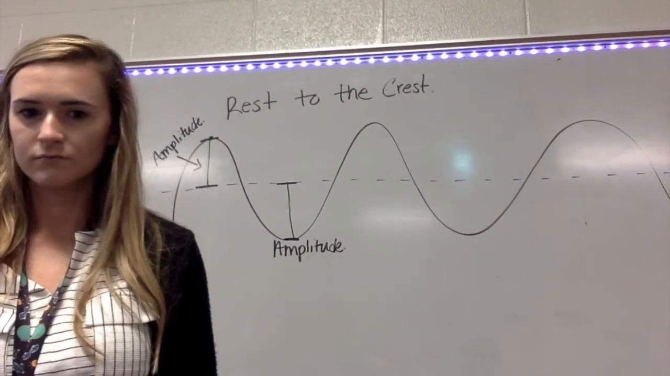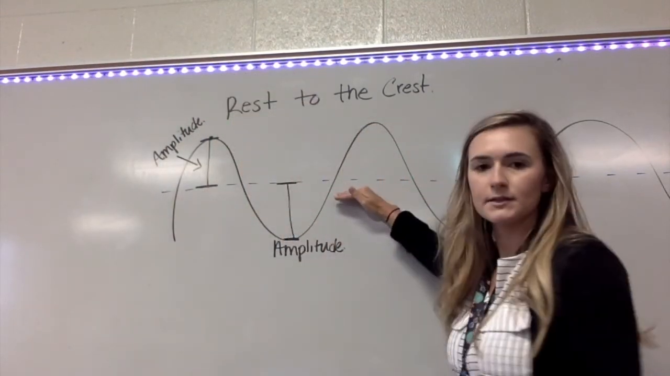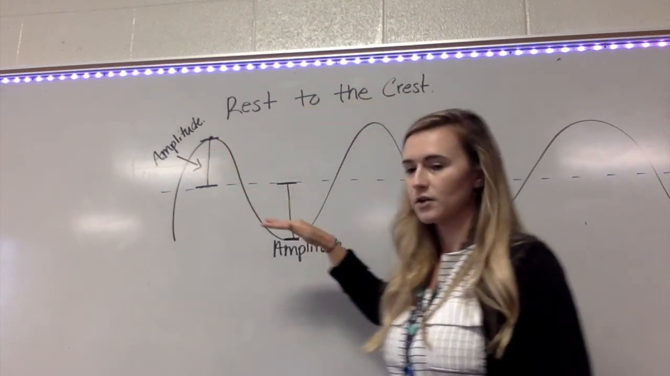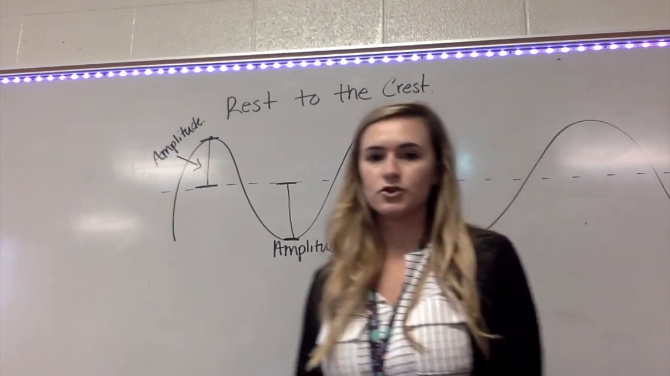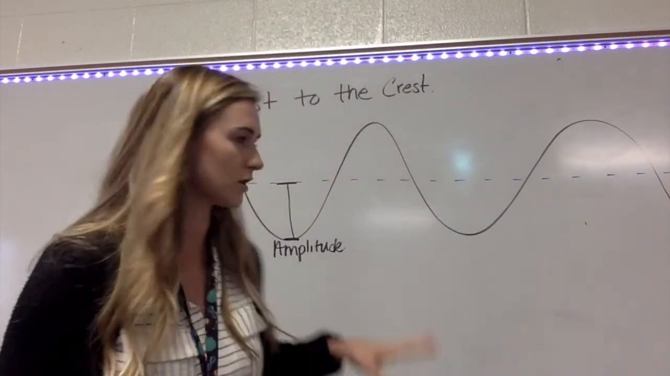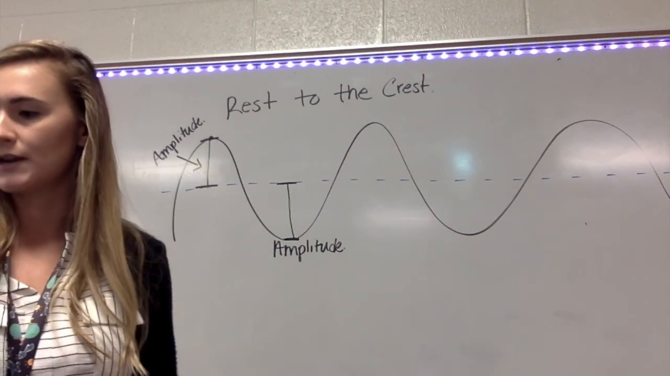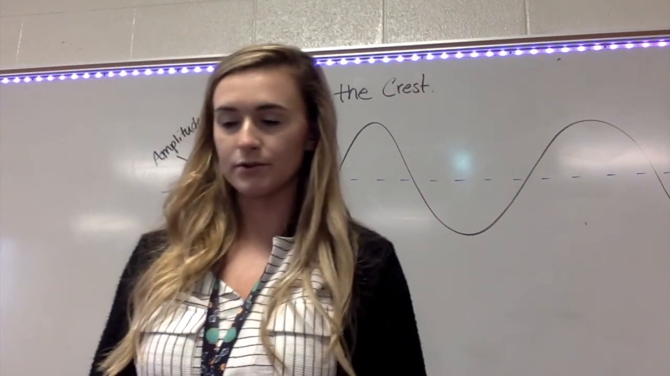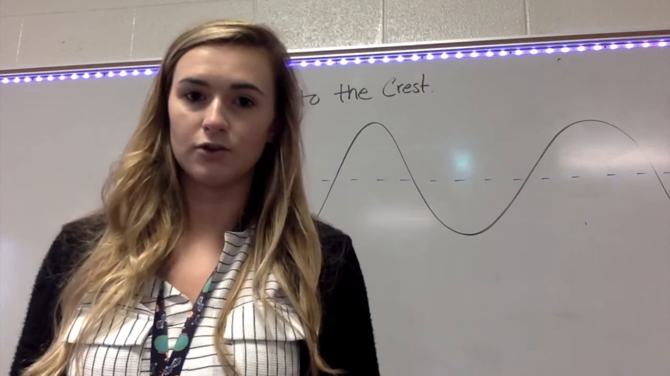Good. So for amplitude, you have from the resting position up to the crest, or you have from the resting position down to the trough. And these are only for transverse waves. There's not an amplitude for longitudinal waves. So just the transverse wave that looks like this. The next slide that you guys have asks you to say which one has larger amplitude, wave S or wave T. Wave S would have a larger amplitude in that question.